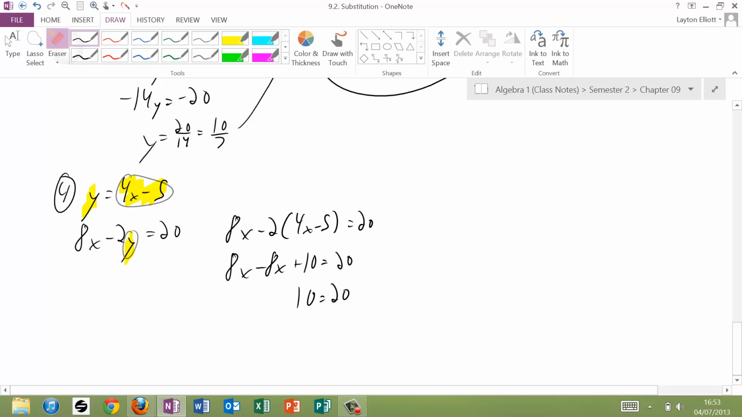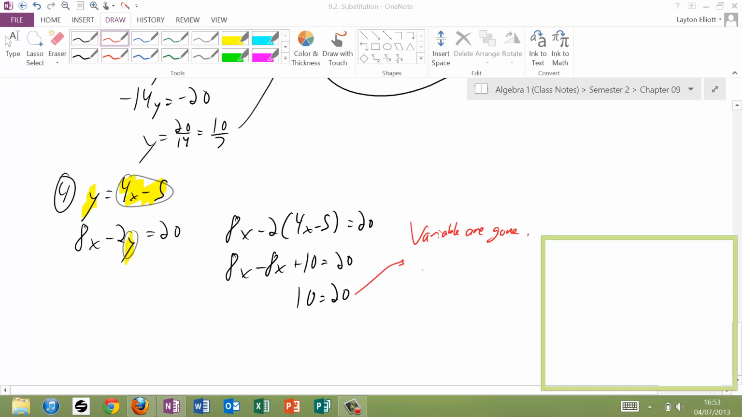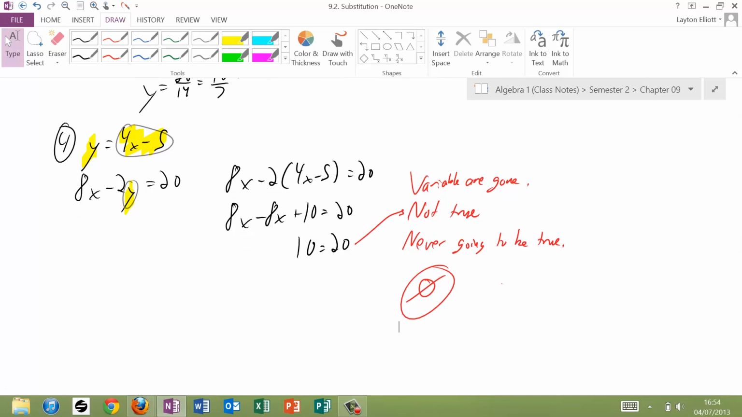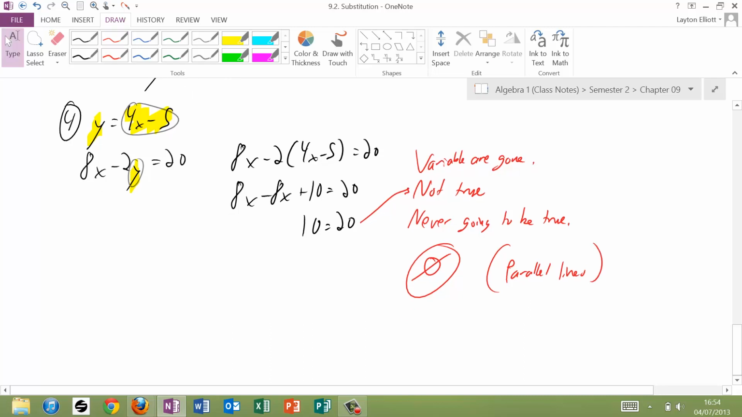And then we kind of stop because our variables are gone. So I want you to make a note here. Variables are gone. What we are left with is not true. 10 is not equal to 20. What we are left with is never going to be true. So we can say no solution. This also means that these were parallel lines, since parallel lines never cross.